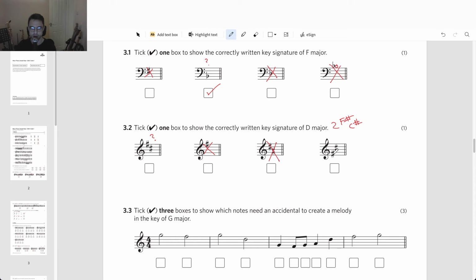And then we look at this one. Now this is an F sharp and a C sharp, but they are, just like this one was, written in the wrong octave. So when we write the sharp key signatures in treble clef, it always starts from this F sharp here. So this is not our answer, it is that one.